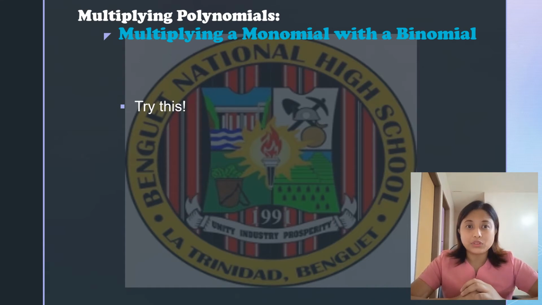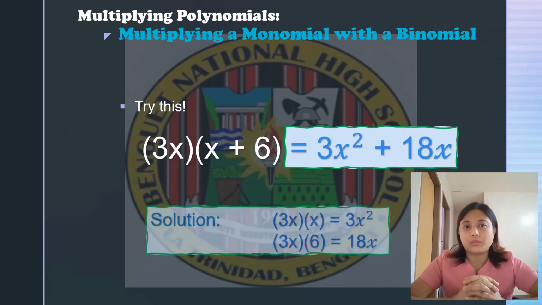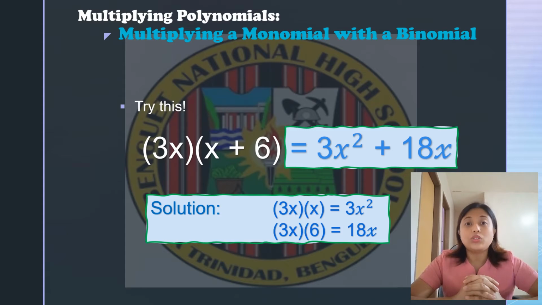Now, practice multiplying this monomial 3x to the binomial x plus 6. Pause this video first before we proceed to the final answer. Done? If your answer is 3x squared plus 18x, you got the correct answer. Good job!